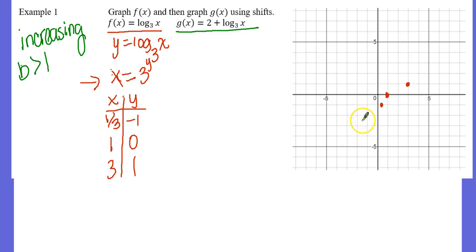Now, let me ask you a question. Can I ever get a negative in my x column? Because my y, doesn't matter what y I plug in, I'll never get 0. So let's make sure we get our horizontal asymptote graphed. I'm sorry, that's not horizontal, that's vertical. And labeled. What's the equation of this line? It's x equals 0. Good. And let's draw our graph.